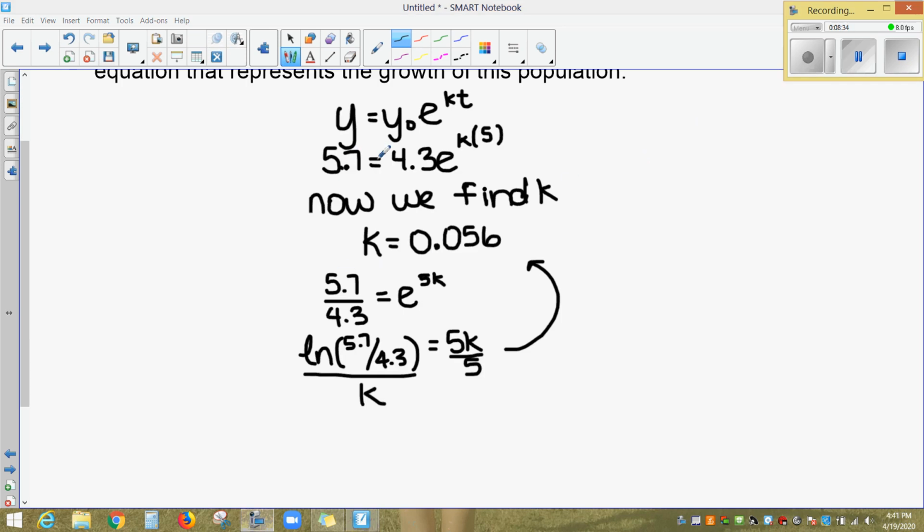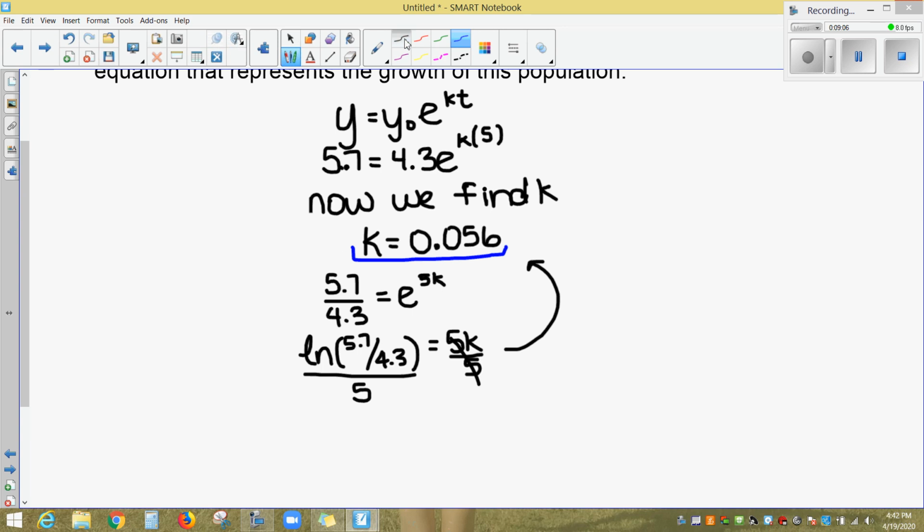Alright, so first we divide both sides of our equation by 4.3. Then when we take the natural log of both sides, all we have on the right side is the 5k, and we have the natural log of that ratio on the left. We don't care what that decimal is, good, bad, or ugly, our calculator can do it. And then we divide both sides by 5 to get the k. Rounded to 3 decimal places, we have 0.05637, so the 3 means leave the 6 and 6.